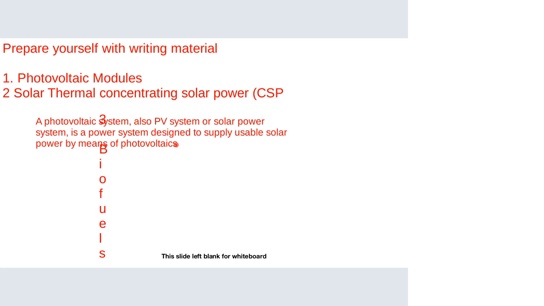A PV system is composed of several components, and they include: the major components of a PV system include, one, the PV modules. Two, the charge controller. They're also called charge regulators. Charge controllers or charge regulators are another major component of PV systems.